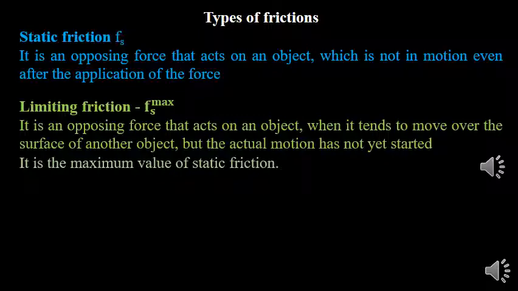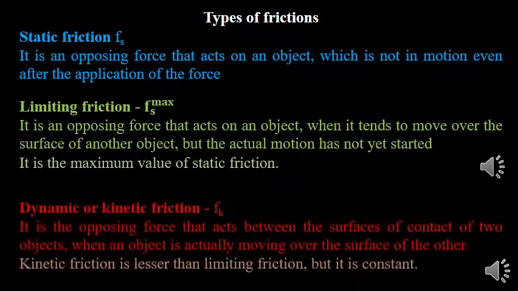Second one is limiting friction. It is denoted by Fs max. It is an opposing force that acts on an object when it tends to move over the surface of another object but the actual motion has not yet started. It is the maximum value of static friction.